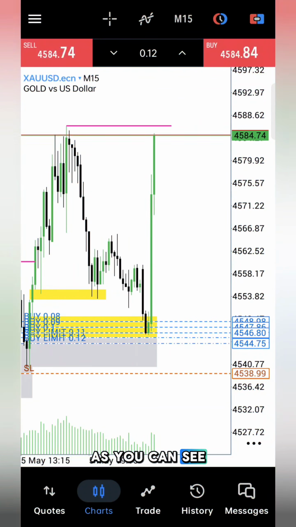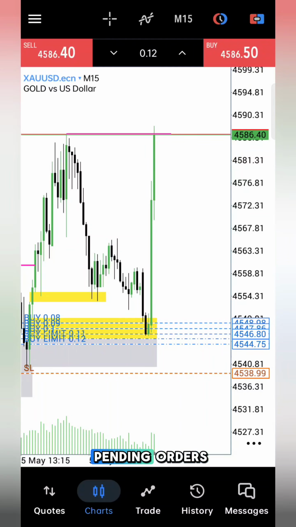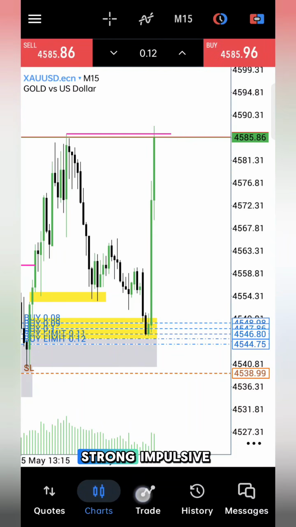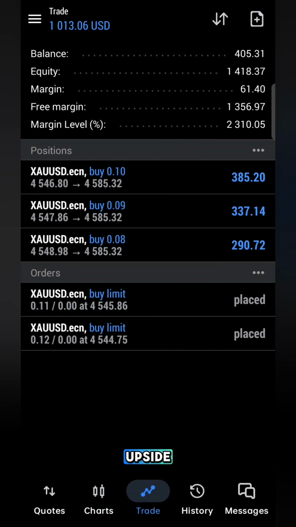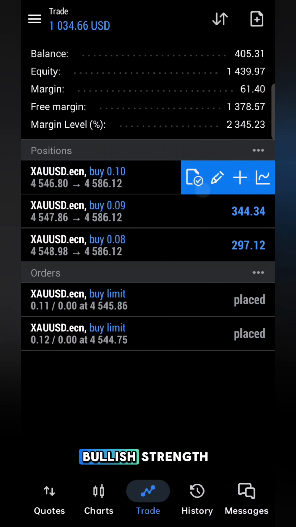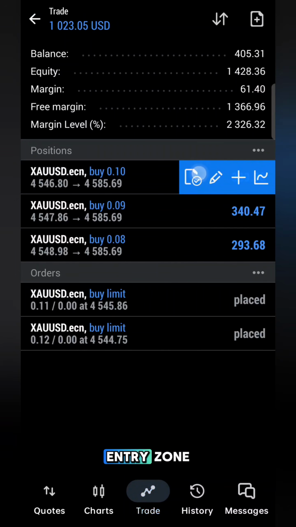As you can see, price executed 3 of my pending orders, and immediately after entry, it delivered a strong impulsive move to the upside, showcasing clear bullish strength and precision from the entry zone.